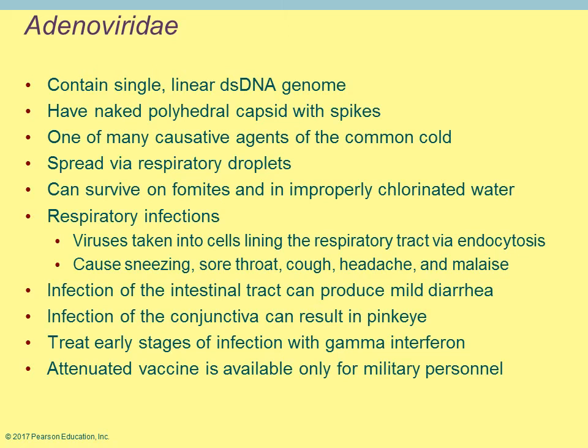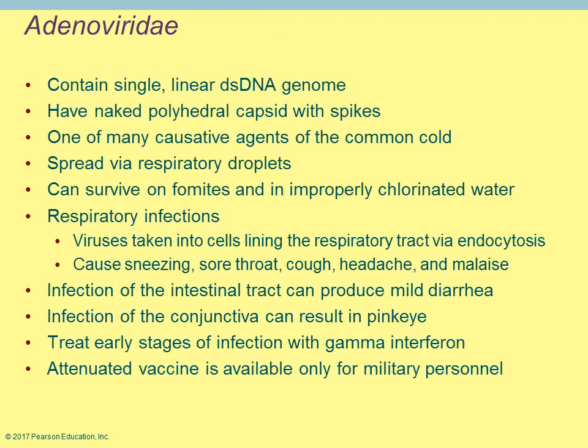So it's going to be spread by respiratory droplets. It can survive on fomites. It can survive in improperly treated water, so if it's not chlorinated. Causes respiratory infections. So you're going to have sneezing, sore throat, coughing. If it infects the intestinal tract, you might have a very mild case of diarrhea. If it infects the conjunctiva of the eye, you end up with pink eye.